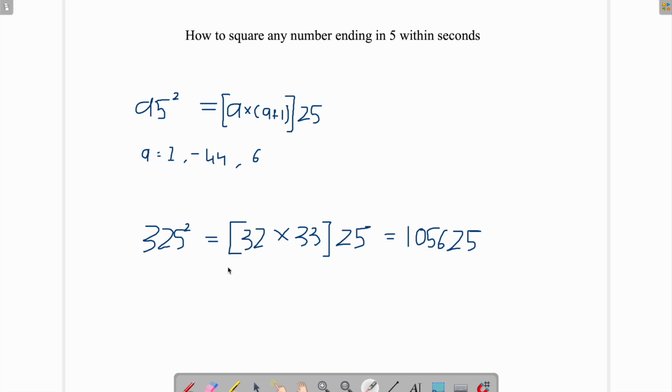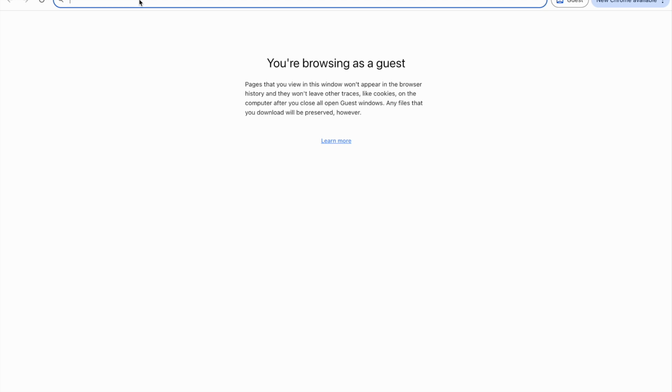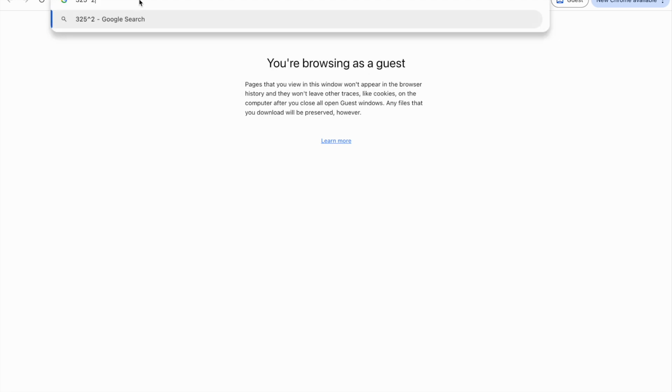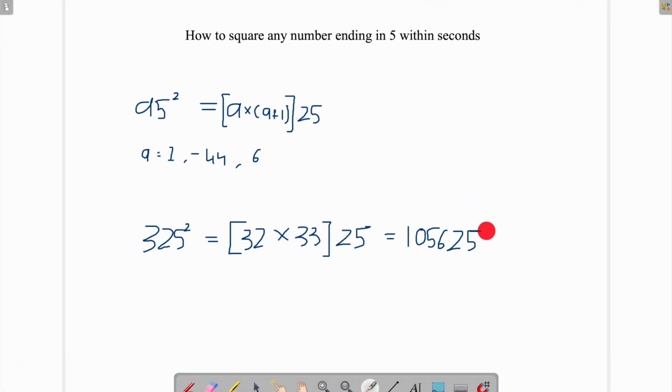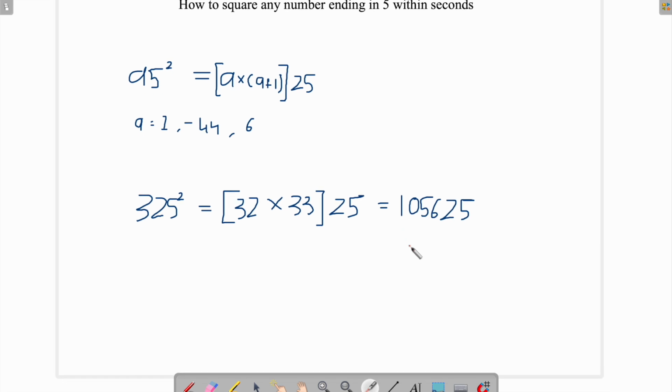I wouldn't expect you to. But let's go to Google, Mr. Google. He's always right, yeah? Let's go see what he says 325 squared is equal to. 325 squared, just put that straight into Google. Bang. 105,625. Let's do a more simple one.